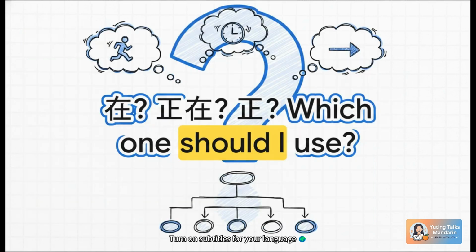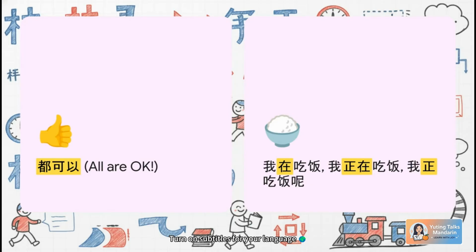Right, and I know what you're probably thinking right now. We just gave you three options, 在, 正在, and 正. So, what's the deal? Is there a difference? Which one are you supposed to use? It's a question everybody asks when they first start out. And I have some amazing news for you.